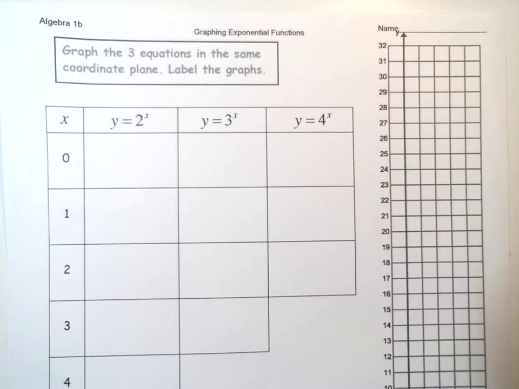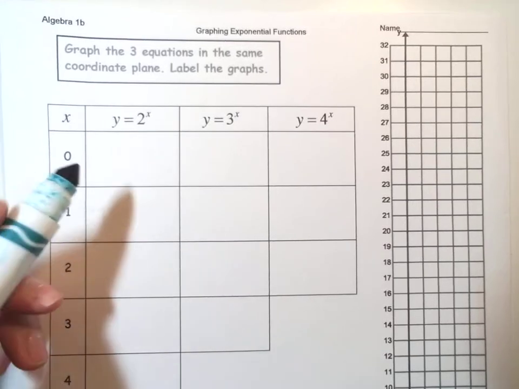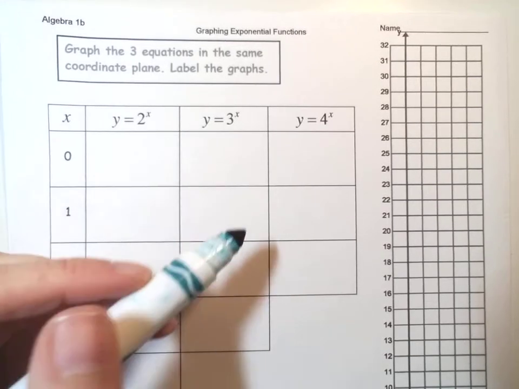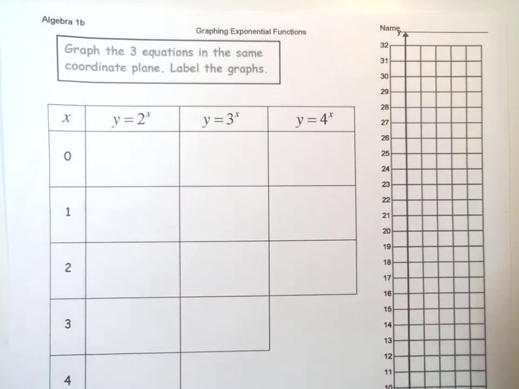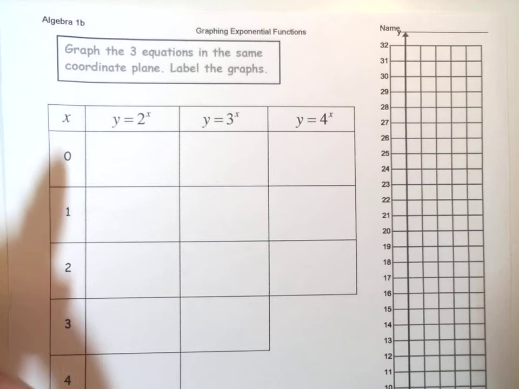There's no need to copy down notes today. We're just going to explore them and start to graph them. So here on this first page, graphing exponential functions, we are just going to complete the table. If you can, use a different color for each one, and that way you can see the difference as you graph them. So y equals 2 to the x power.